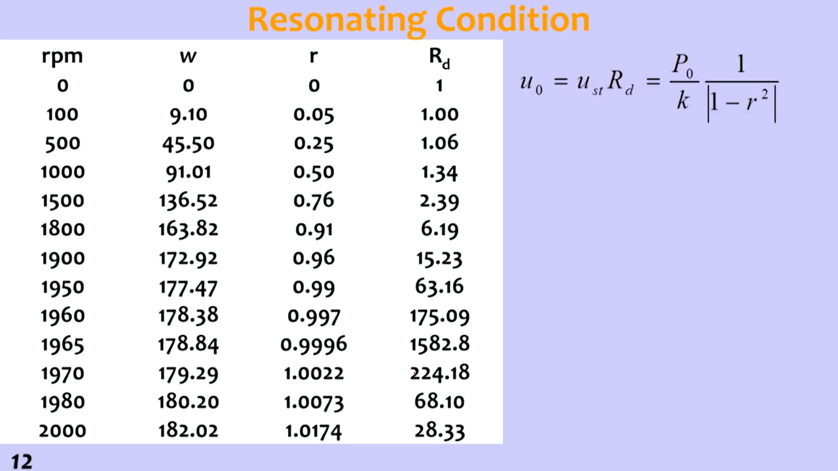So let us discuss that. Now if you look at this one, in this we will discuss the resonating condition. Resonating condition arises when R becomes 1. So here rpm is 0, that means it is static.